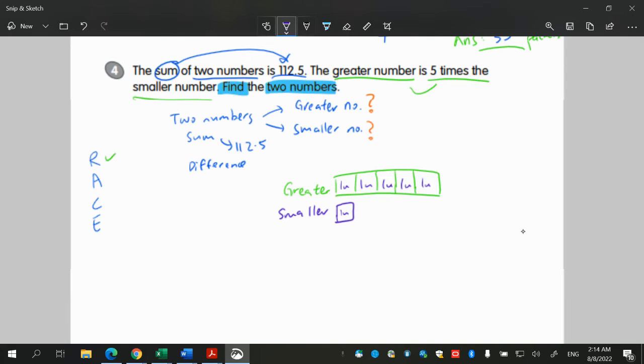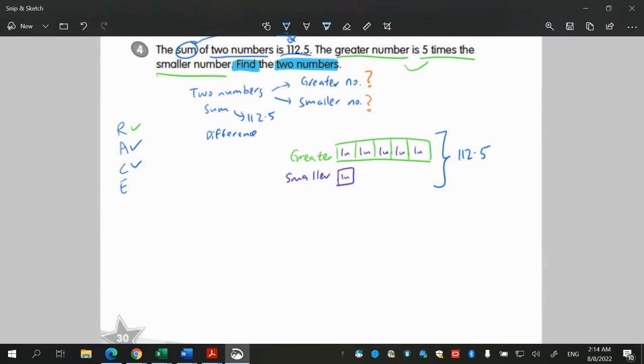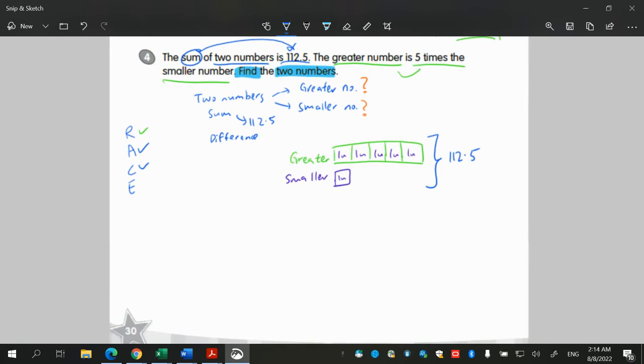Given information here, sum. Oops, be careful with the decimal point. 112.5. Given this information, you will know that it's not so simple. You've got to find both the numbers, bigger and smaller. So there are a few things to find. That's why this question is going to be a little bit more challenging. You can't solve it in one step.